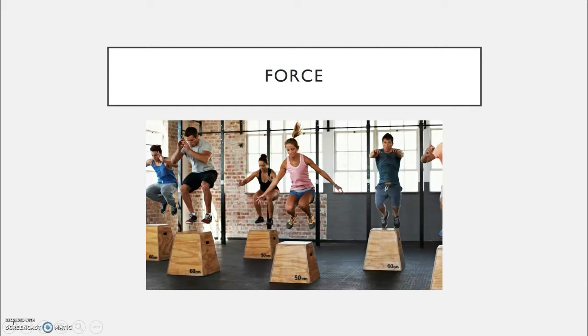One way in which Duncan can improve his force production is through plyometrics. It helps to develop his eccentric phase, amortization phase and concentric phase.